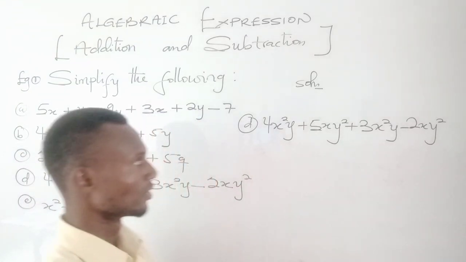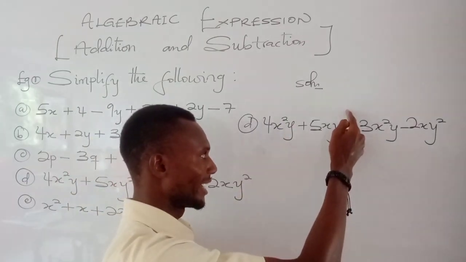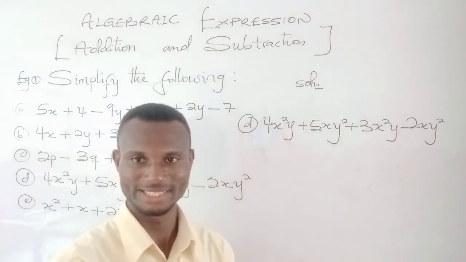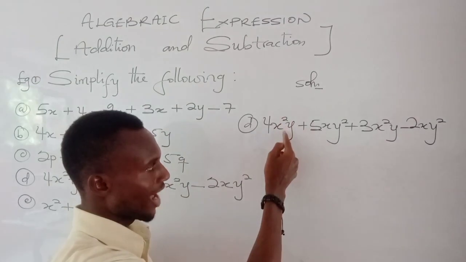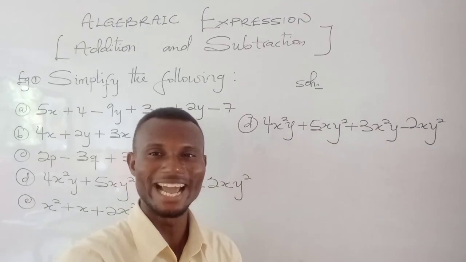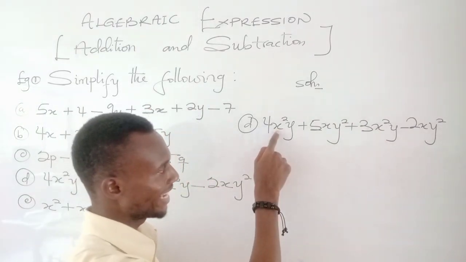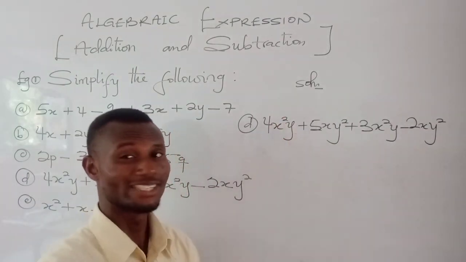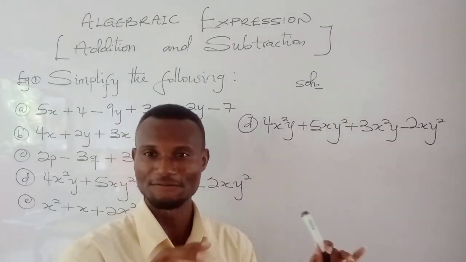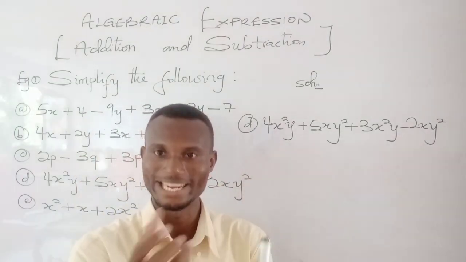Please take note that s squared y is not the same as sy squared. They are different. They are not like terms. For the last time, this is s squared y. It is not the same as sy squared. No, they are different. They are not like terms. Okay, so we are going to check very well to group the like terms.